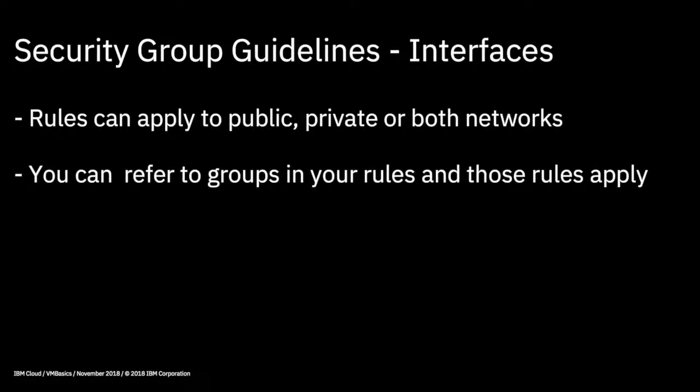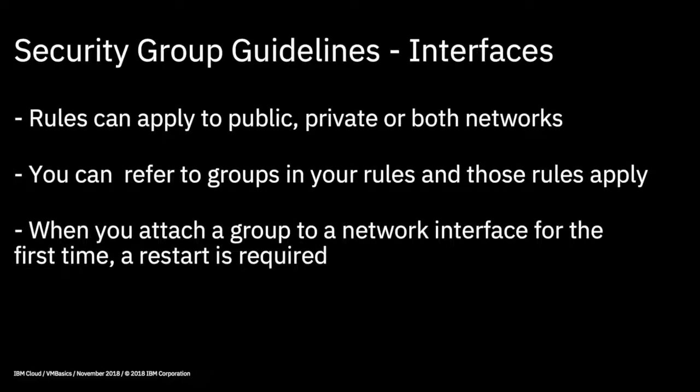You can refer to security groups in your rules as well. So in the jump server example, you might say that you'd allow SSH from the jump server security group. And the other point to note is that when you attach a security group to a network interface, i.e. a server for the first time, a restart of that interface is required. So once you've had that restart, any other changes you make to the rules will just immediately apply, so no restarts required.